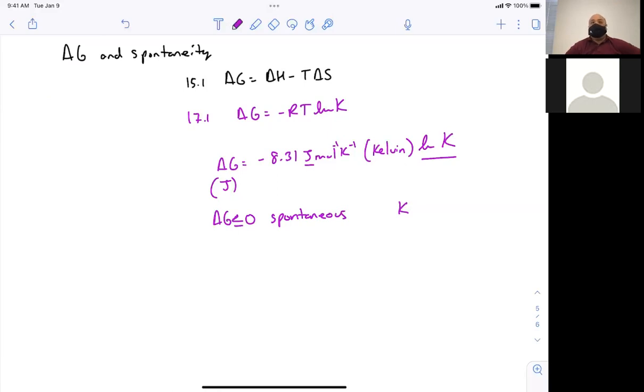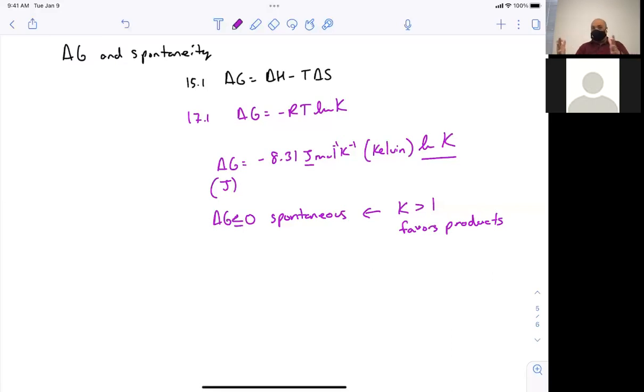Actually, a little bit even less than that, because I didn't say greater than 1. You just have to make it positive. Greater than 1, because e to the 0 is 1, right? So if K is greater than 1, the reaction is always spontaneous. And this makes sense because a K greater than 1 favors products.